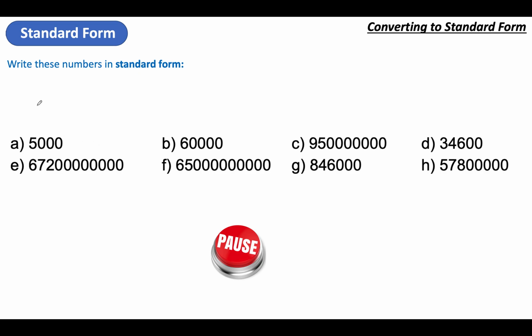Right, first one, 5 times by 10 to the power of... Well, actually, why am I doing that for you? It's your turn. Pause, have a go at those 8, and then unpause when you are done. Okay, unpaused. You should have. Okay, I hope we're getting a bit quicker at this now.